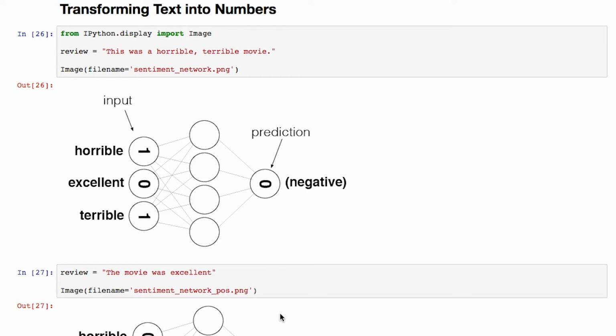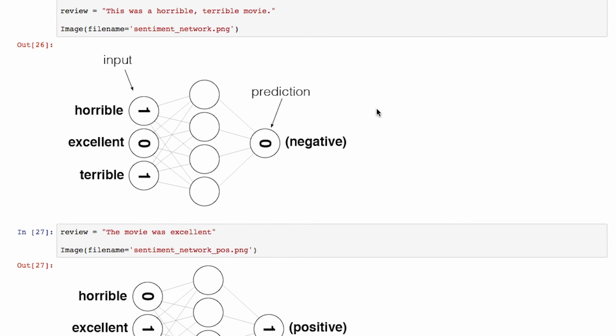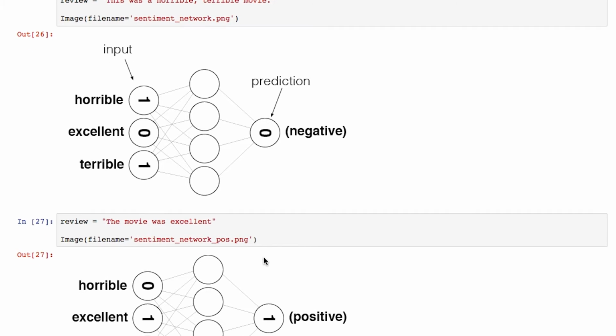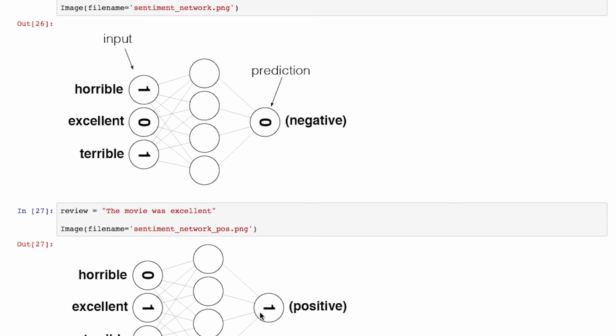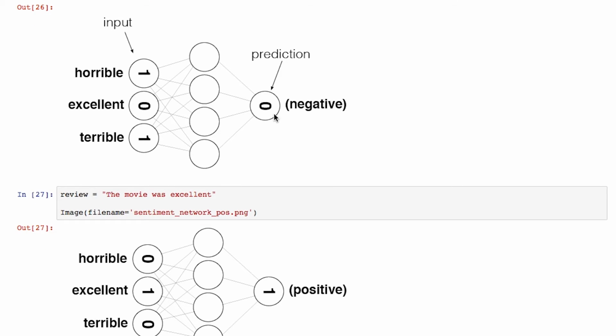Now, as far as predicting positive and negative, obviously neural nets can't predict the word positive. Well, some more advanced ones can, but that's not what we're trying to do here. Instead, we're going to represent positiveness and negativeness as a number, where positive is the number 1 and negative is the 0.